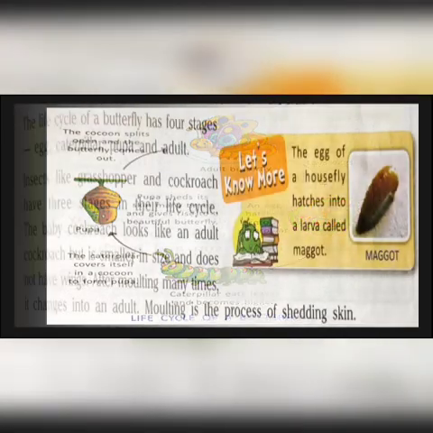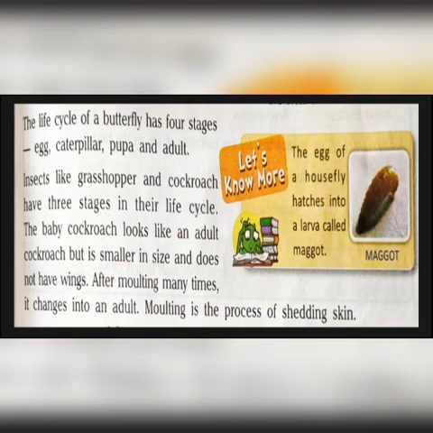So after butterfly, we are also given about grasshopper and cockroach. Grasshopper or cockroach, they have 3 stages in life cycle. In a butterfly's life cycle there are 4 stages: egg, caterpillar, pupa, and adult. But in cockroach or grasshopper life cycle there are 3 stages. And there is a process called molting.